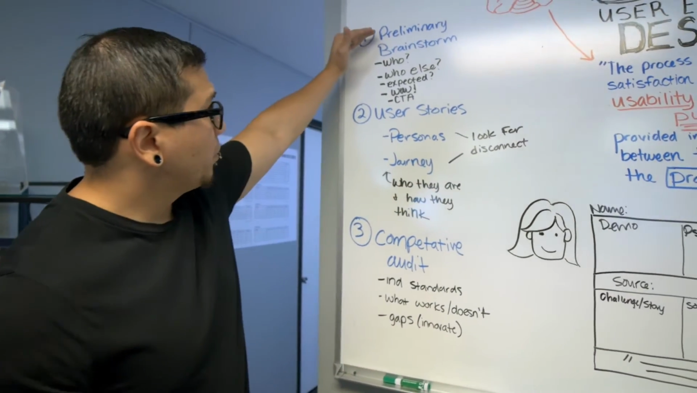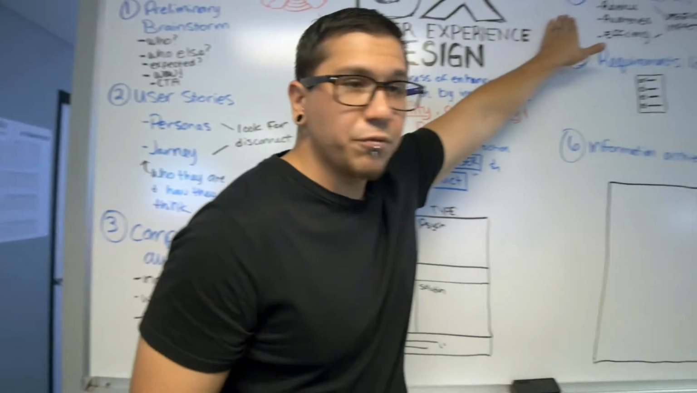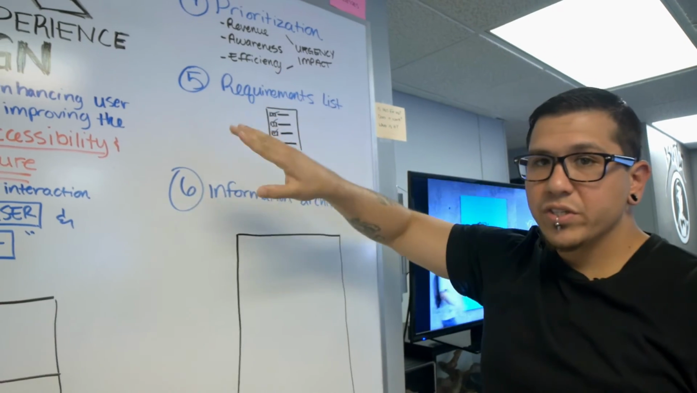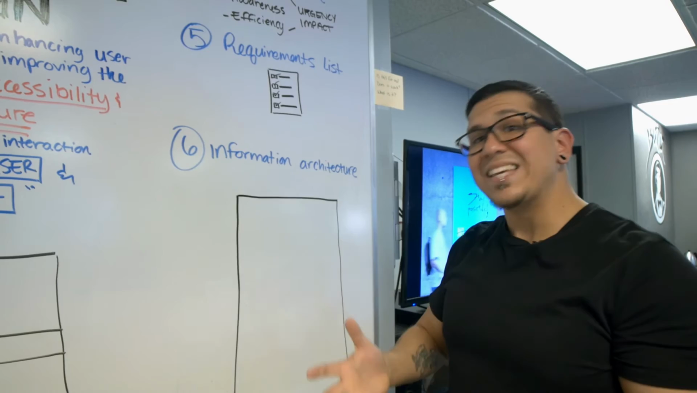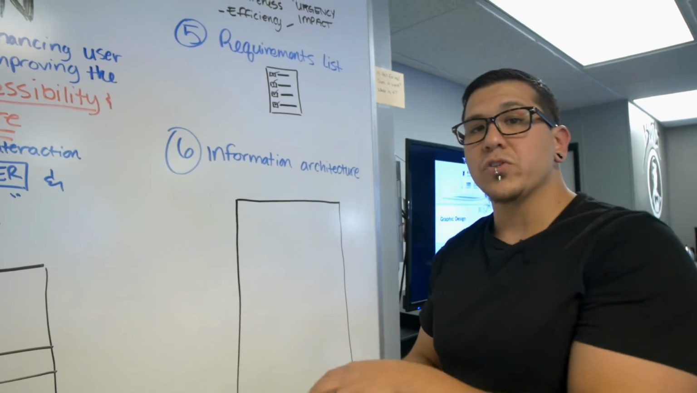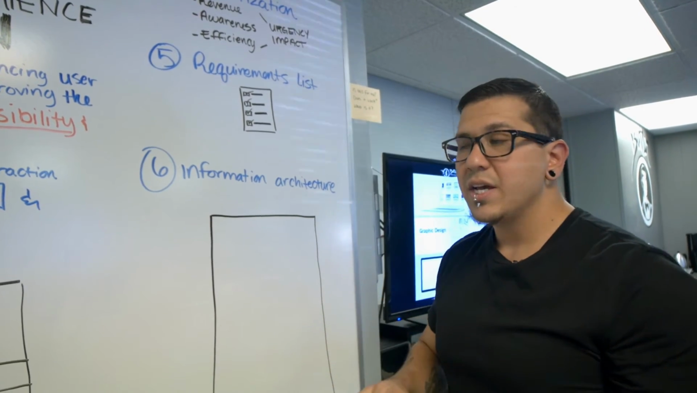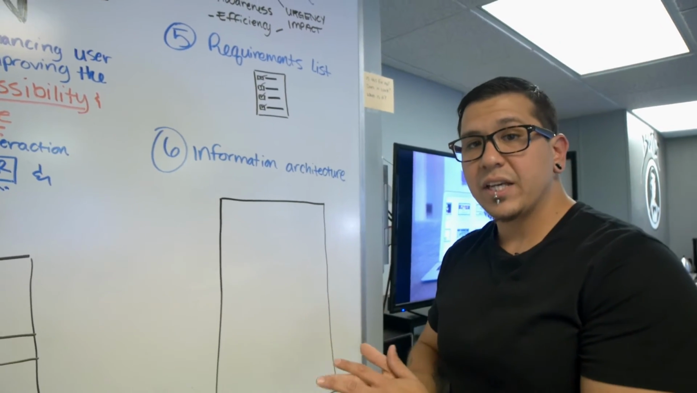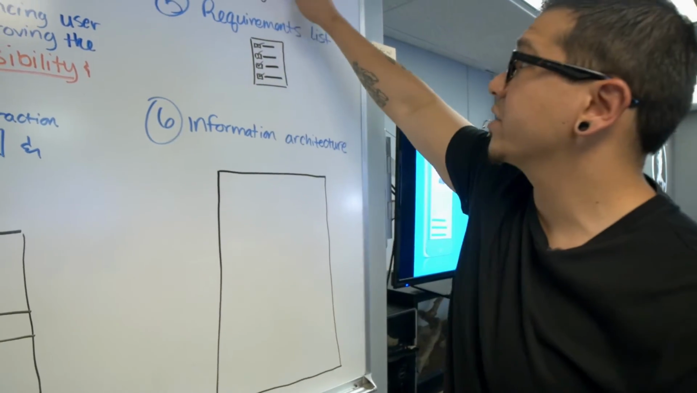So preliminary brainstorm, user stories, competitive audit, and then we go over here to step 4, which is the prioritization exercise. In prioritization, we typically talk about 3 areas: revenue, awareness, and efficiency. The revenue exercise is where we're talking about different ways money is coming into the brand from users. So is money being transacted between users and our brand? What are those areas? And again, we're looking for areas of disconnect and also areas of improvement. How can we increase the user satisfaction in these areas?